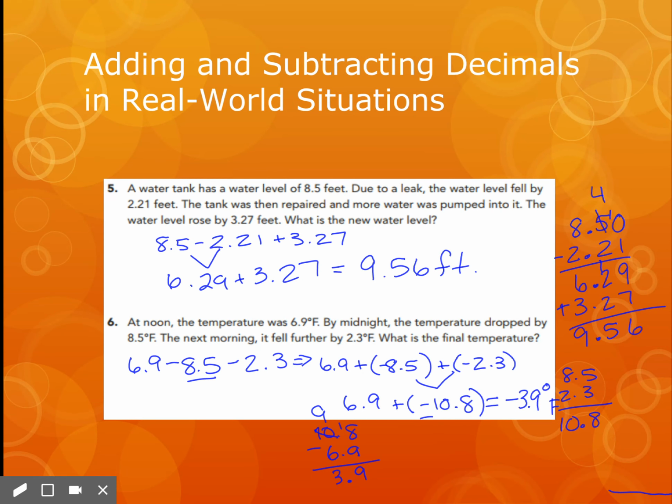I'm sure you got all these correct. That's it for adding and subtracting decimals.